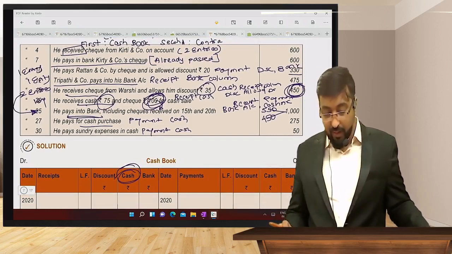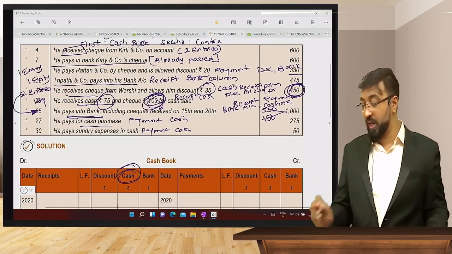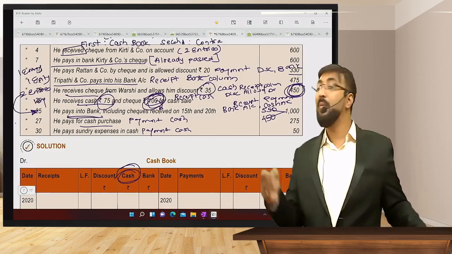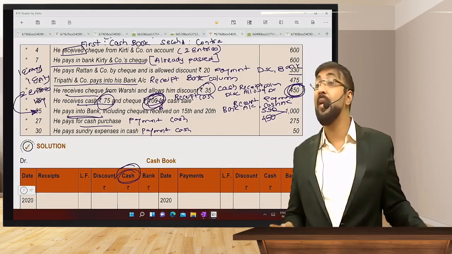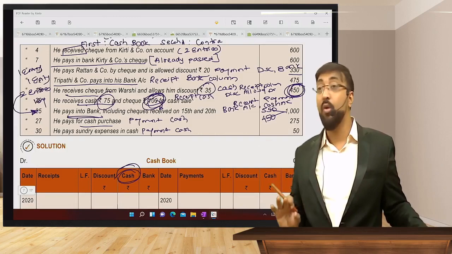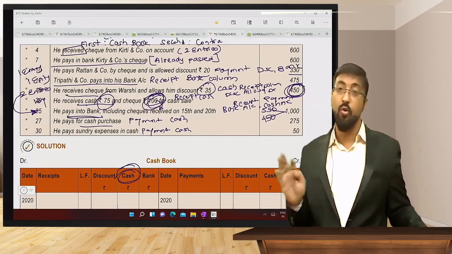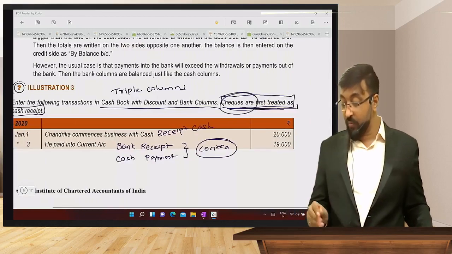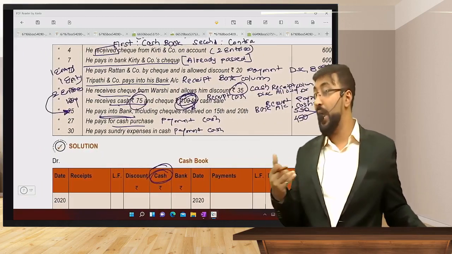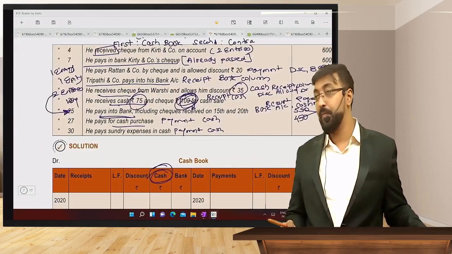15 tarikh ko apne jo kiya tha, he received check from Varshi. Jabhi bhi aapko check received hoga, aap pehle kya entry pass karoge? Bank account debit to customer ya cash account debit to customer? Very good. Because whenever we are receiving any check, first we will record it as cash. So cash account debit to Varshi.